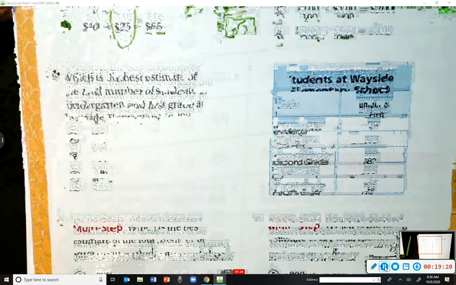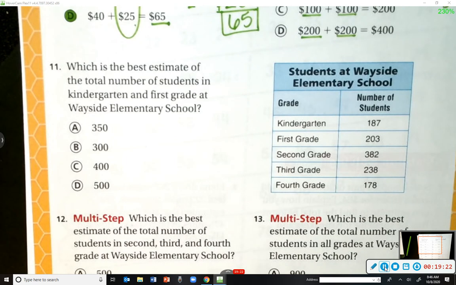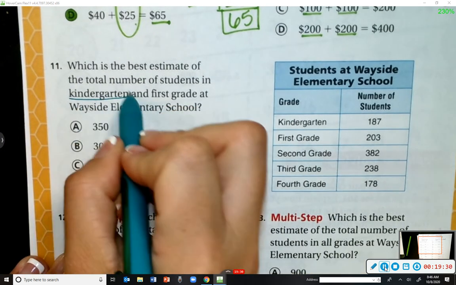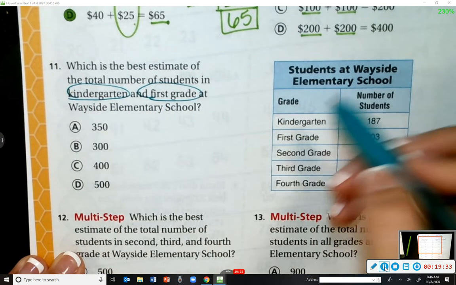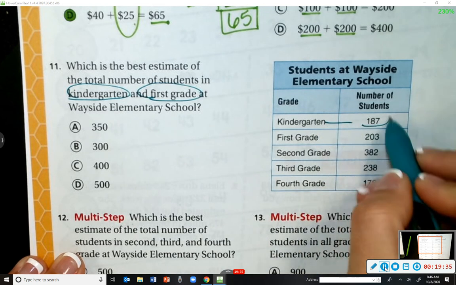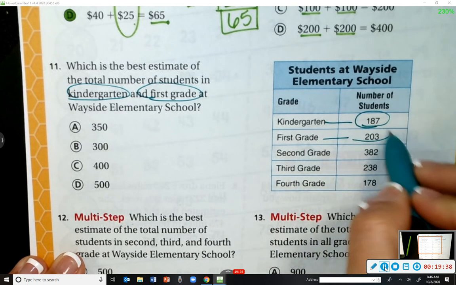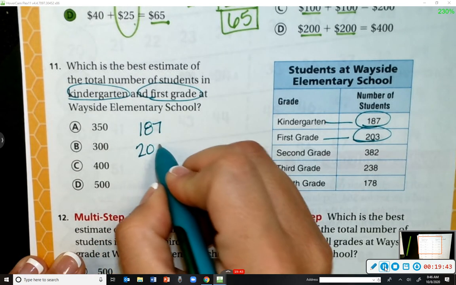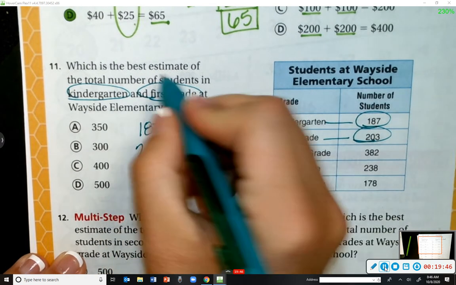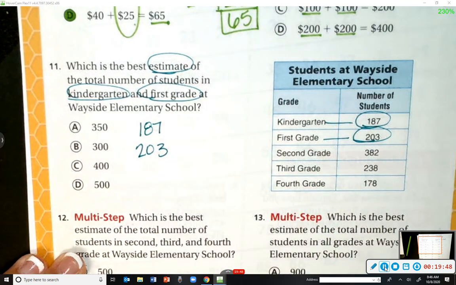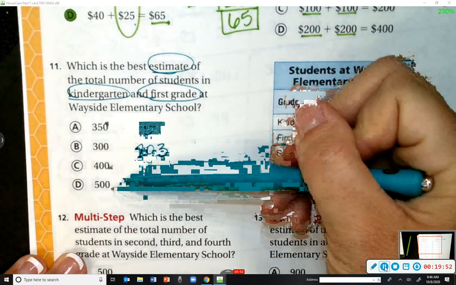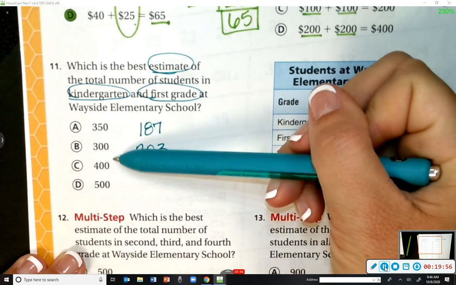Which is the best estimate of the total number of students in kindergarten and first grade at Wayside Elementary, okay? So we need to make sure that we're using kindergarten and first grade from the table. So I go over here, I find kindergarten and first grade. And what do we have to do with these 2 numbers? Estimate. Okay? Good, we're still estimating, so that means we need to round these 2. I take a quick glance over at my answer choices and I see most of them are rounded to the what?